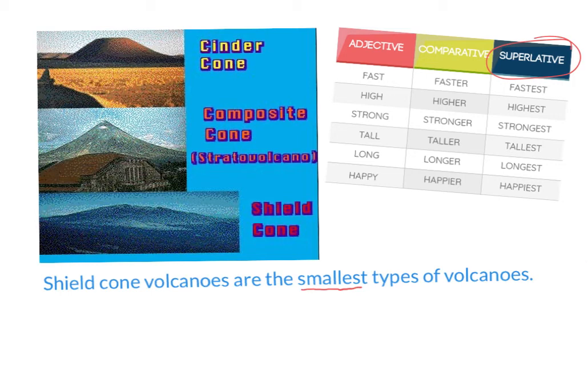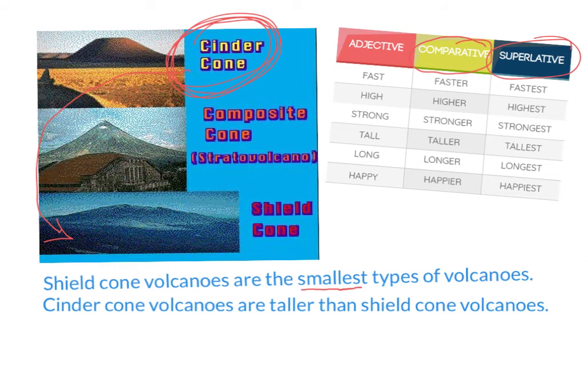I'll see if I can use a different one now. I'm going to try and use a comparative adjective. So I could say that this type of volcano, the cinder cone, is taller than the shield cone volcano. Let's put that in a sentence. Okay, so here is my sentence. Cinder cone volcanoes are taller than shield cone volcanoes. And here is my comparative. Taller than shield cone volcanoes.